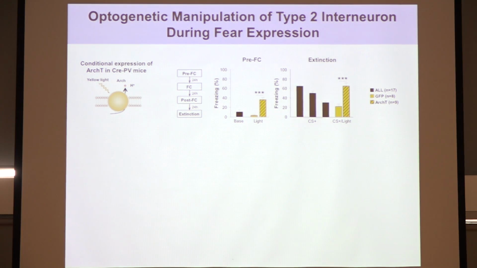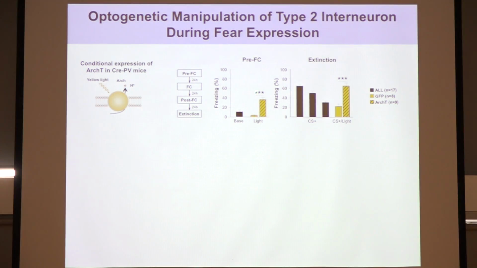Without any conditioning, if you inhibit the PV interneurons, this is the effect we observe. We induce fear behavior without any conditioning. The second manipulation was we conditioned animals and we performed an extinction, so the fear was gone. And at the end of the extinction, when the fear was gone, we inhibited the PV interneurons, and the result of that was an increase in freezing behavior in comparison to control animals that were infected only with GFP.